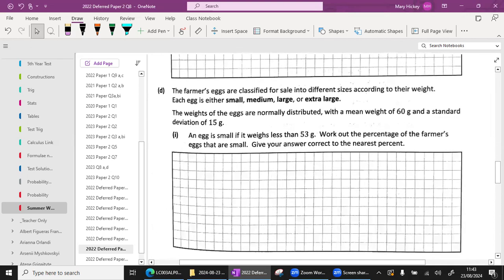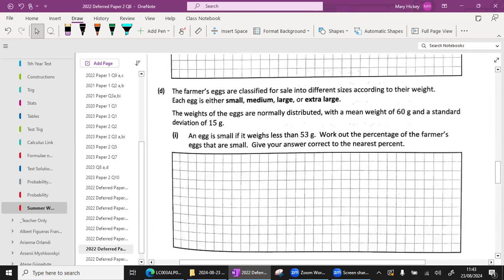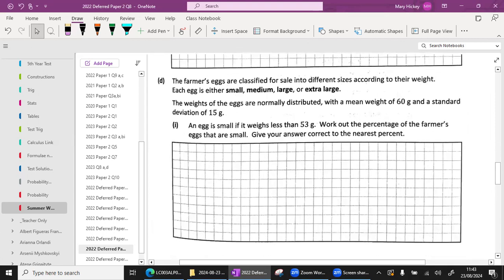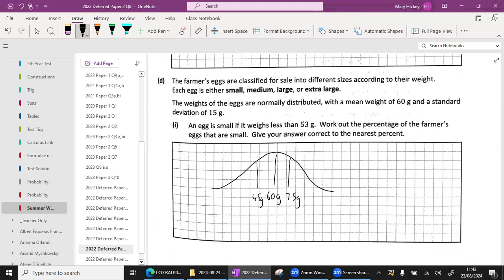The farmer's eggs are classified for sale in different sizes according to their weight. Each egg is either small, medium, large, or extra large. The weights of the eggs are normally distributed. So straight away, we're talking about a bell-shaped curve. The mean weight is 60. The standard deviation is 15. So if you're one step above, that's going to be 75 grams. And you can continue, doing each of the standard deviations, but that's just a sketch to get us started.